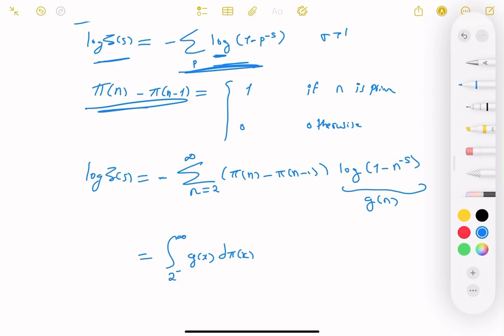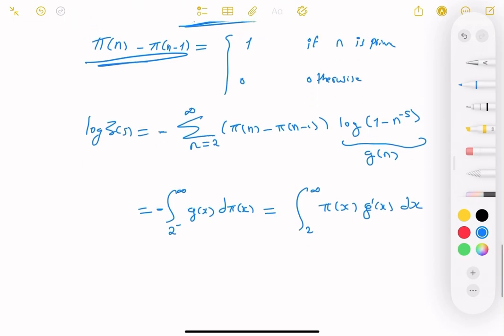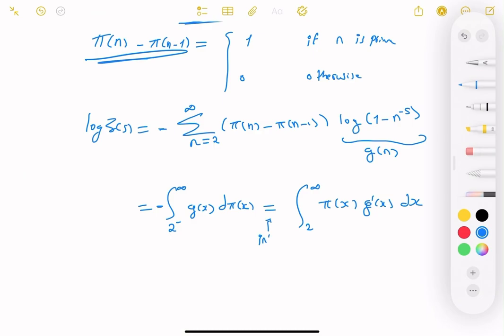But if you integrate by parts, you see that this is the integral. Let's see, did we miss a minus here? Yes, I think we did miss a minus. So if you integrate by parts, there's going to be a negative coming from the integration by parts, and the boundary values disappear. I'm going to show you why, but for the moment, let's observe that this is the integral from 2 to infinity of pi of x g prime of x dx. So this is integration by parts.